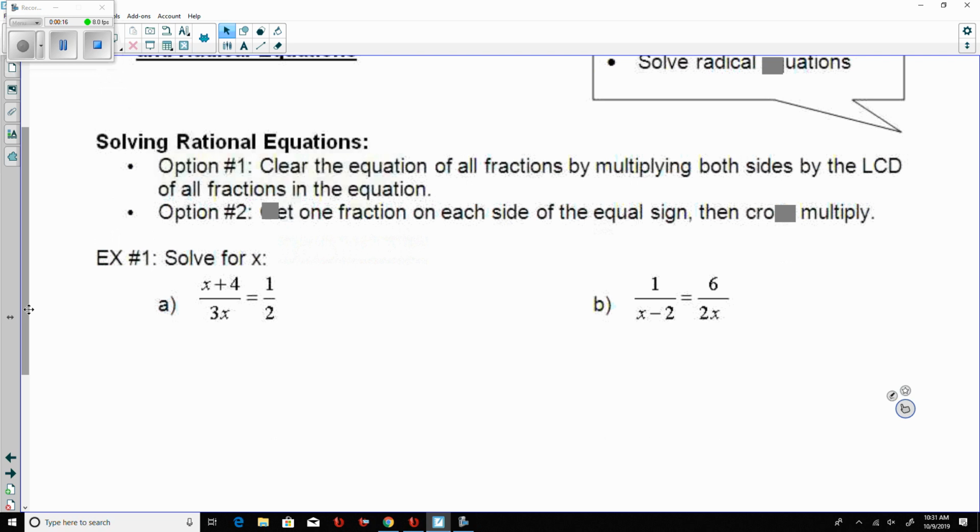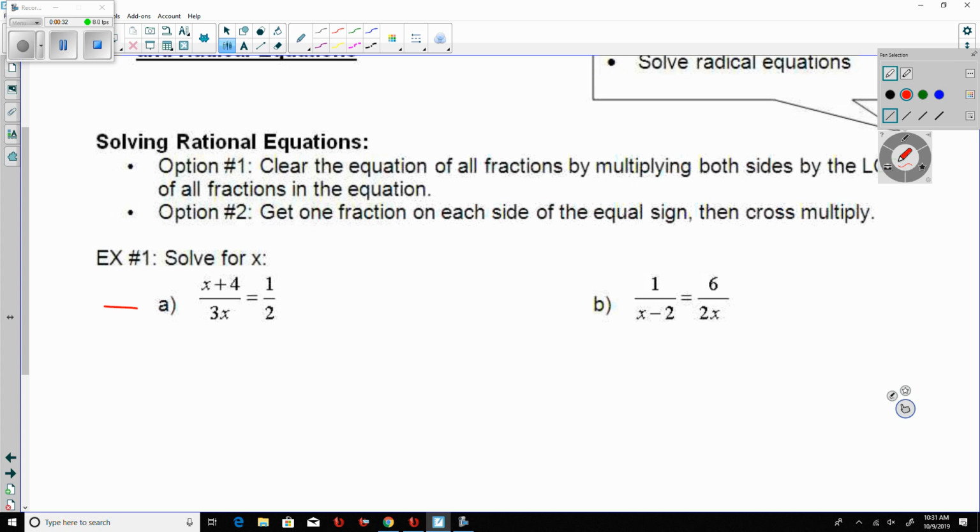So what we want to do here, the first thing you always want to take into consideration, is the domain. Okay? That means we want to look at the denominator and determine where the denominator will equal 0. If we look at this first one, A, we have x plus 4 over 3x equals 1/2. The 3x has a variable in it, so what value could I put in for x that would make that 0? 0. So we have to recognize that x cannot equal 0.